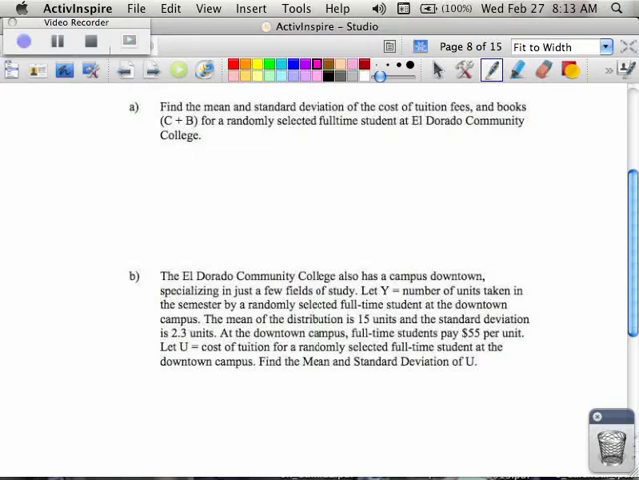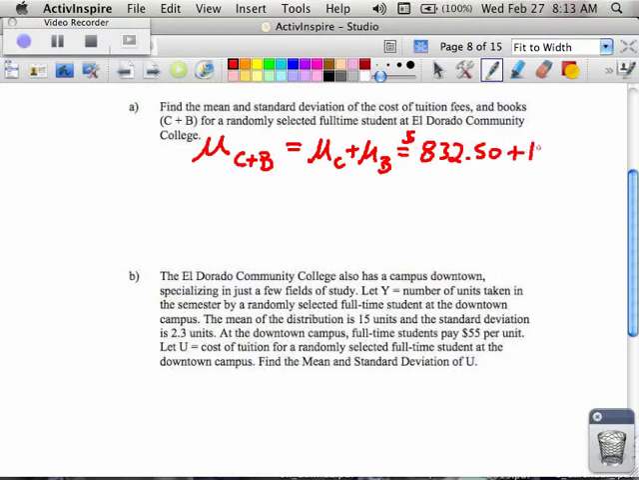So if I'm looking for the mu of this new thing, the C plus B, it will be the mu of the C plus the mu of the B, or in other words, our original cost, which was $832.50, plus the $153, which was the new information, for a grand total of $985.50.